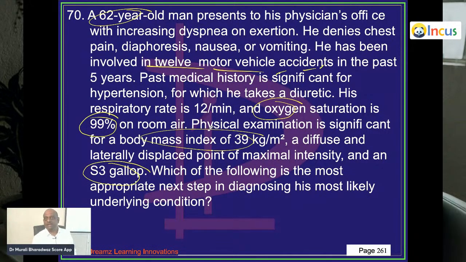So what is the possibility? How will you put all this story together? He is a fat man. In the night, when he is sleeping, the palate is moving: obstructive sleep apnea. Because of that obstruction, he is building hypoxia. Hypoxia is causing pulmonary vasoconstriction. Because of that, he is developing pulmonary hypertension. That is obstructive sleep apnea.